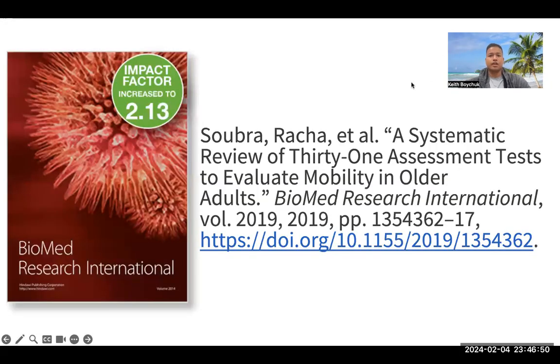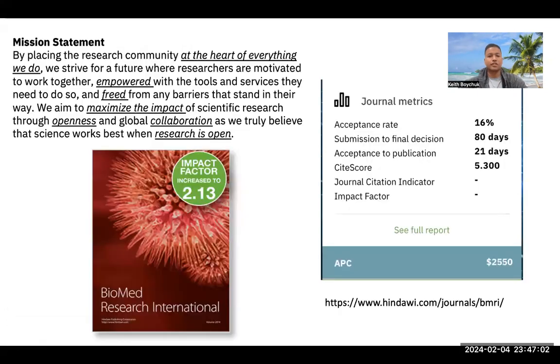All right. Hi, KR640. This is a systematic review of 31 assessment tests to evaluate mobility in older adults. This is from the Biomed Research International.